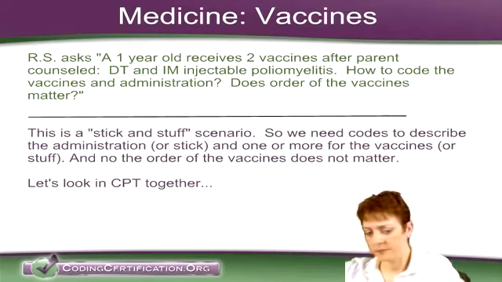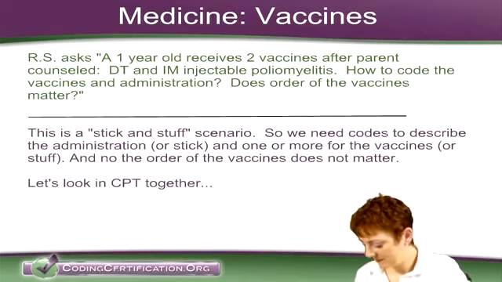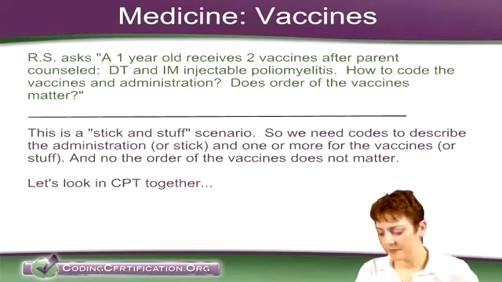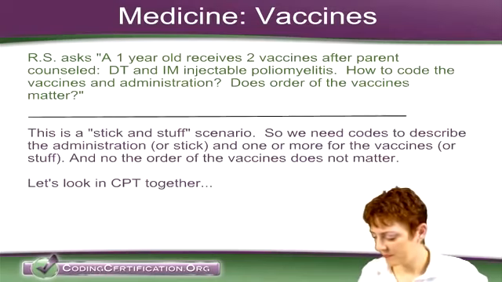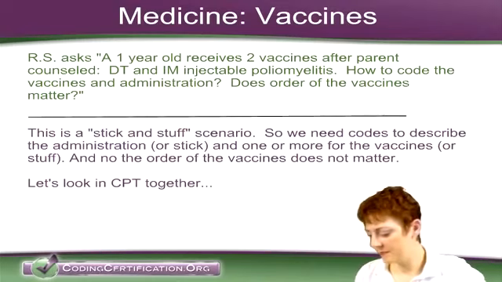I like how Laureen put this. This is a stick and stuff scenario. So we need a code to describe the administration or stick, and one or more for the vaccines or stuff. And no, the order of the vaccine does not matter.